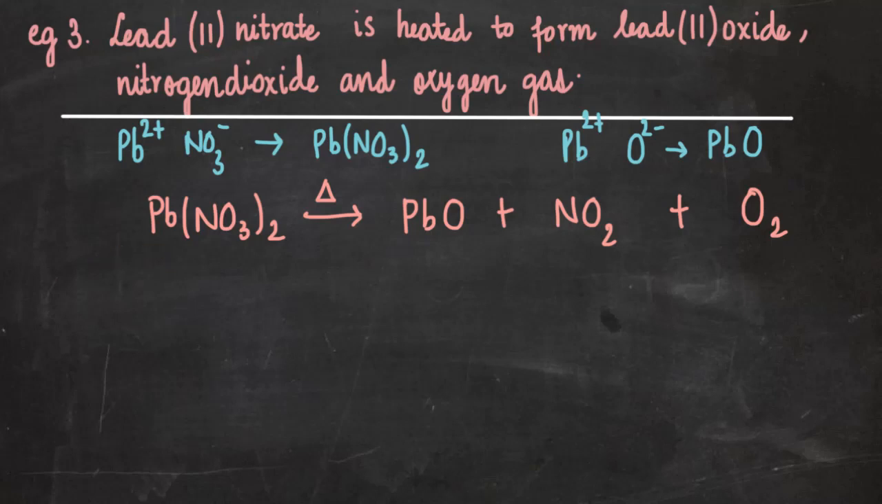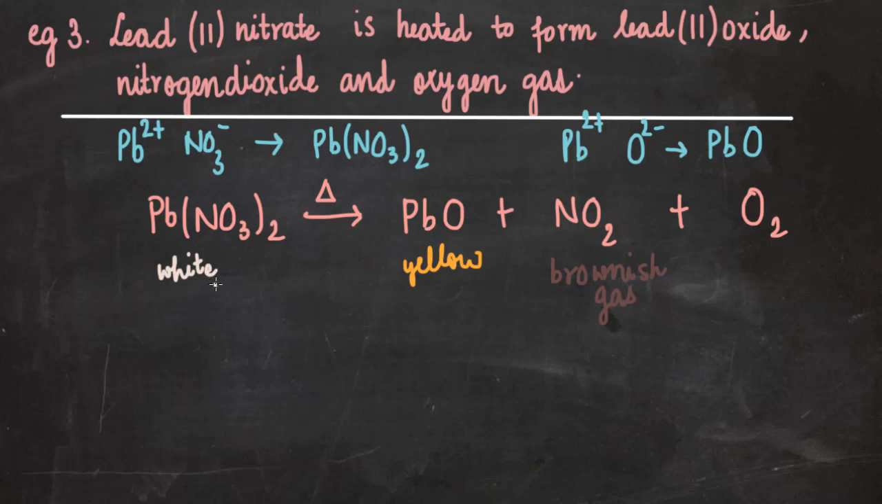So this is a white powder. This is white in color. Lead oxide is yellow in color. NO2 is a gas and it is a brownish gas. Oxygen is colorless. As we all know, it's present everywhere around us and we cannot see it. This is what we breathe in. Oxygen is colorless.